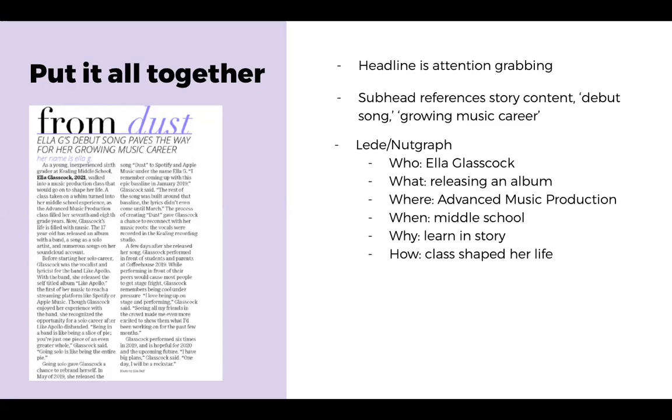Okay, so if we take a look at the lead and the nut graf, the lead is talking about Ella Glasscock walking into a music production class, and that's going to help shape her life. That's such a good lead. It's helping to really introduce who the story is about. It's a profile, okay? Your nut graf is giving us these really important specific details.